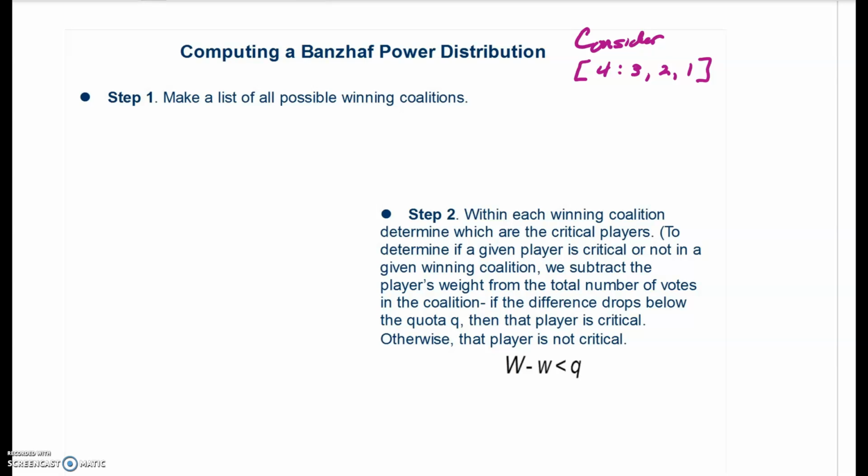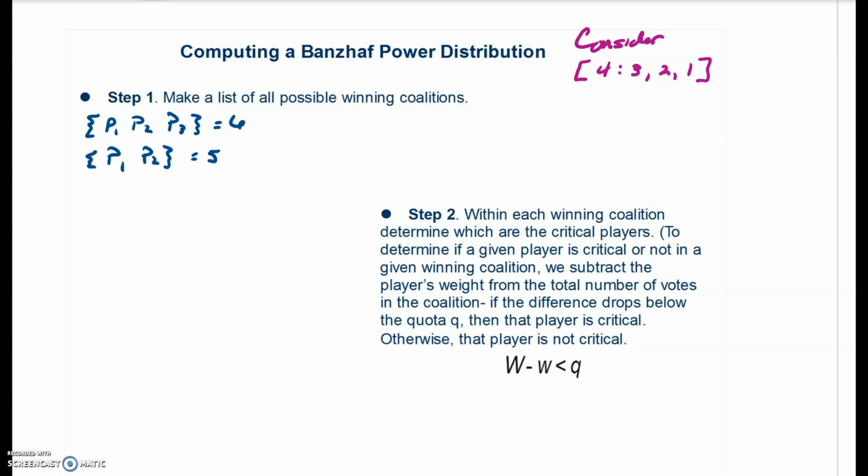So first, let's consider the grand coalition. Player 1, player 2, player 3. If we sum those weights, we get a total of 6 votes. So that is a winning coalition. If we consider the coalition player 1 and player 2, together they give us 5 votes. So that's a winning coalition.